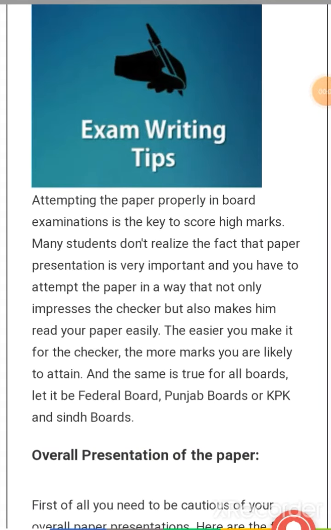We are going to discuss writing tips for the exams today. Attempting the paper properly in board examination is the key to score high marks. Many students don't realize the fact that paper presentation is very important and you have to attempt the paper in a way that not only impresses the checker but also makes him read your paper easily. The easier you make it for the checker, the more marks you are likely to attain.